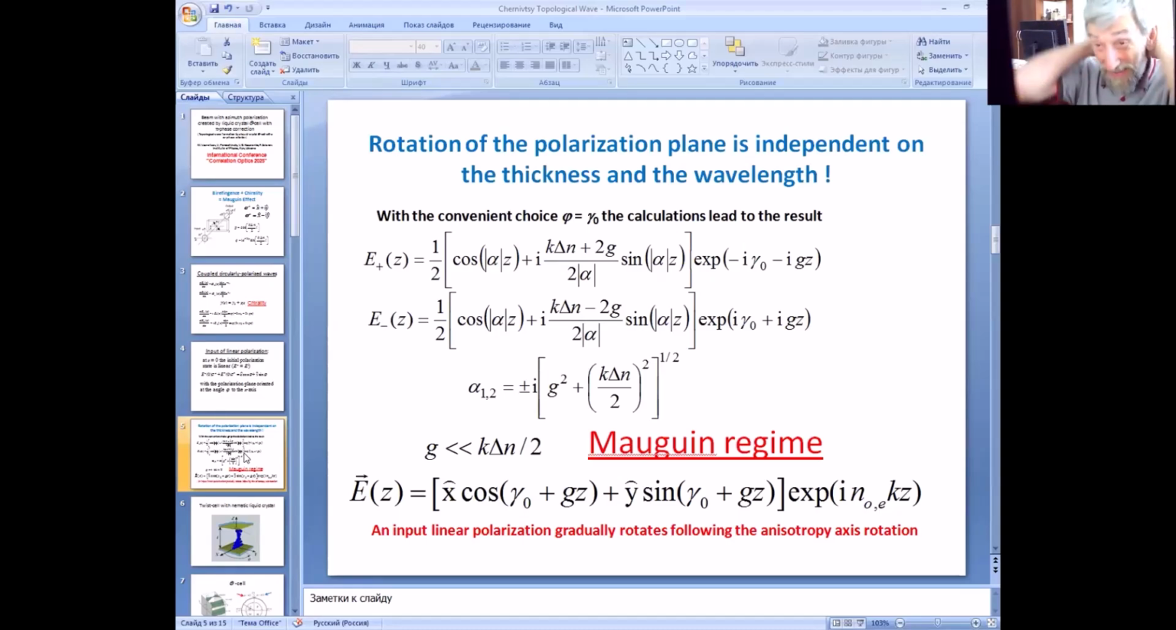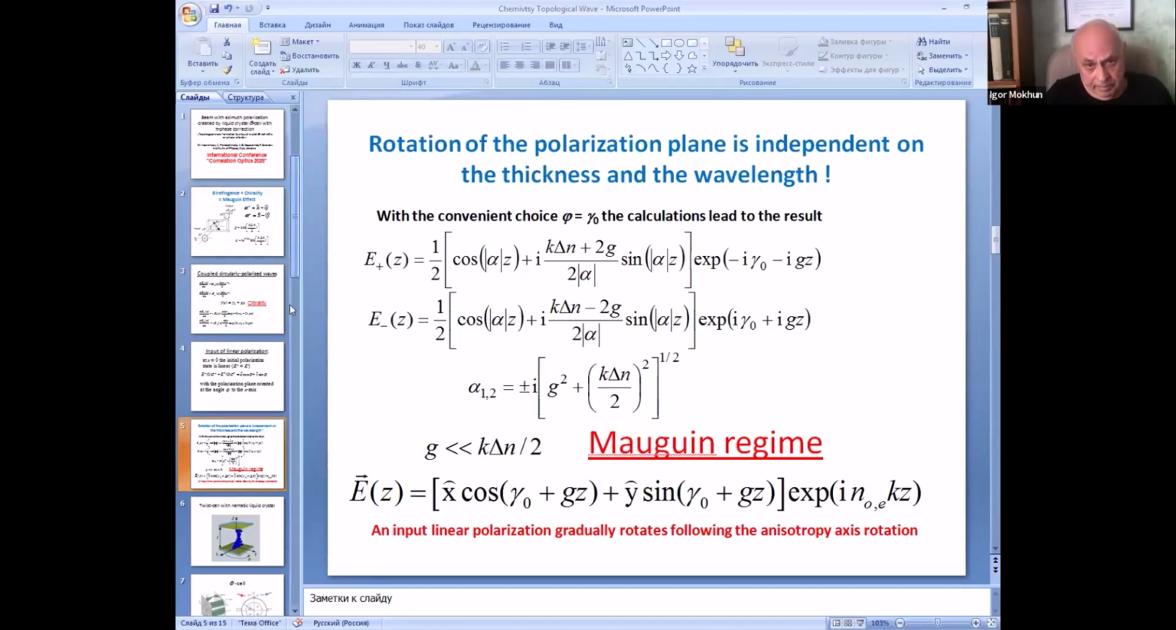Well, for liquid crystal, we have a difference between ordinary and extraordinary indices from about 0.1 to 0.2, and this term will be about 10 times higher than the term G, which does not exceed, over our length of about 100 microns, with the angle of rotation not exceeding pi over 2. This is an ordinary situation for liquid crystals like 5CB.